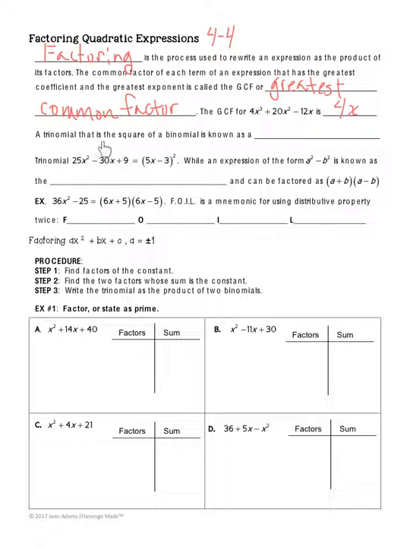Then a trinomial that is the square of a binomial is known as a perfect square trinomial. And this is an example of a perfect square trinomial. Here are some things that you're going to be looking for, and we'll talk about this a little closer when we get into the lesson. But notice that this is a perfect square, 25 and x squared. This is a perfect square. We're going to talk about how you know that this is the right middle term.